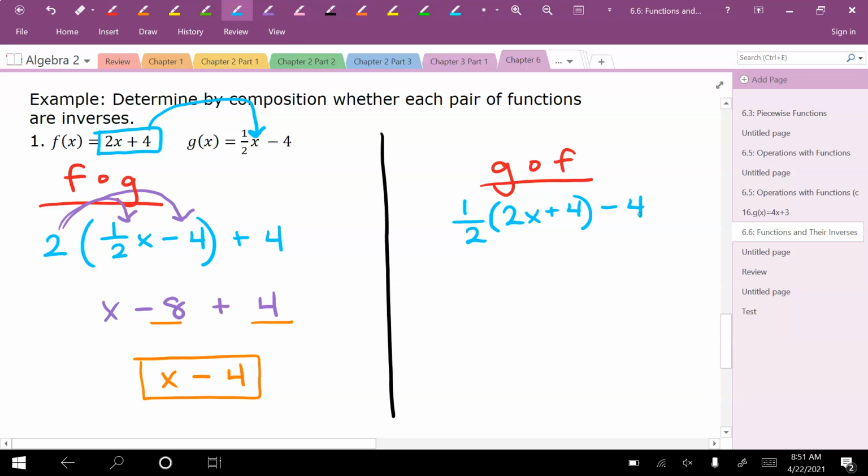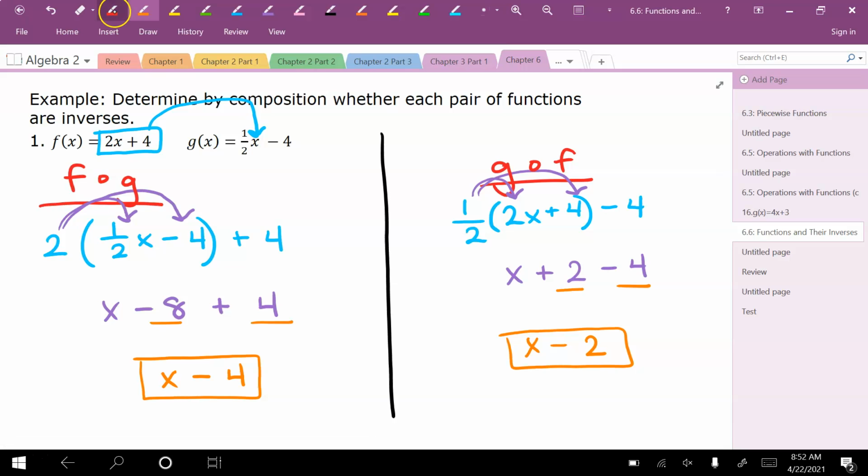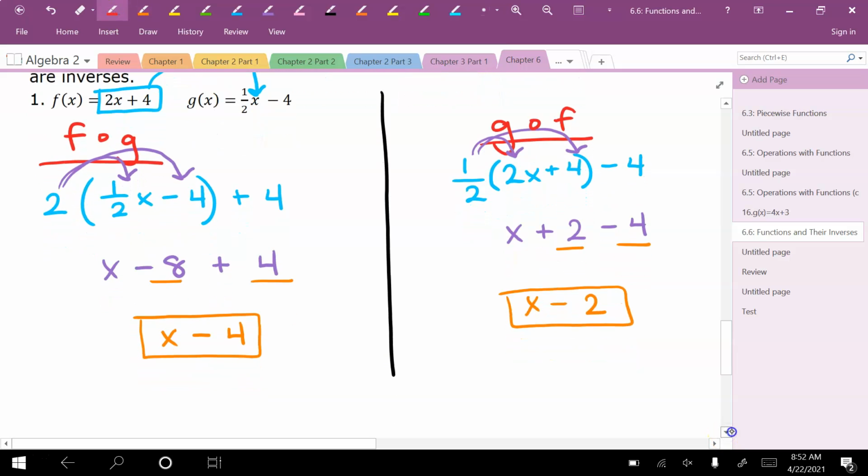Now, everything else looks the same so far. I'm going to do my distributive property. So it's going to say x plus 2 minus 4. And positive 2 and negative 4 are like terms, so this is going to say x minus 2. Okay? Again, these are not x. One says x minus 4, the other one says x minus 2. So this tells you that these are not inverses.